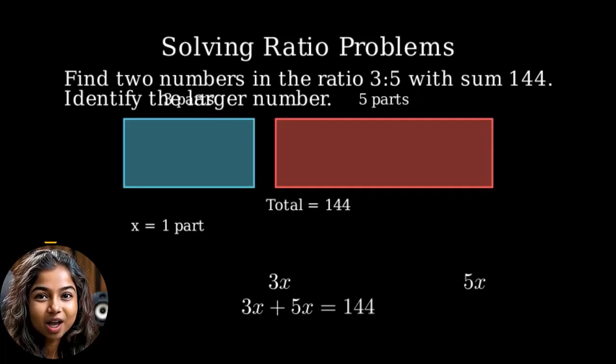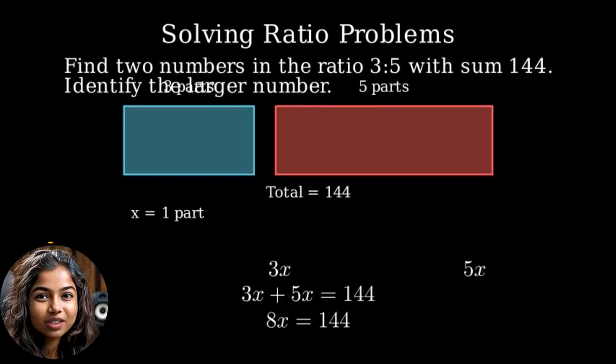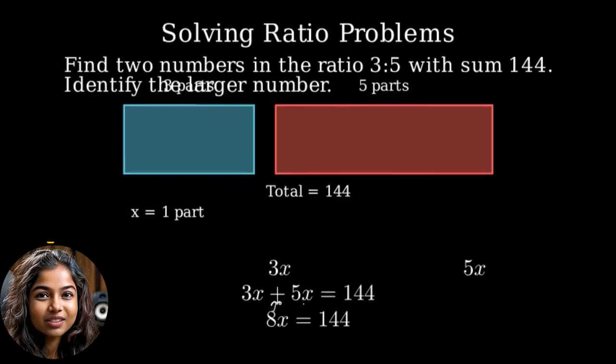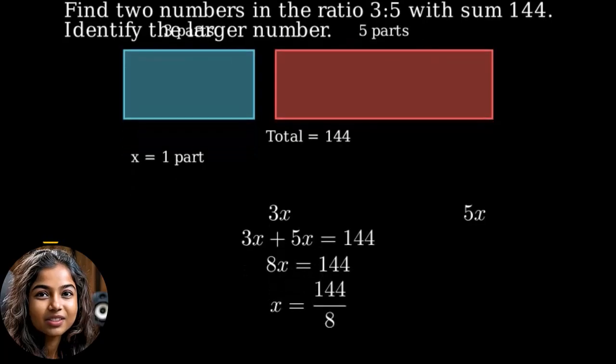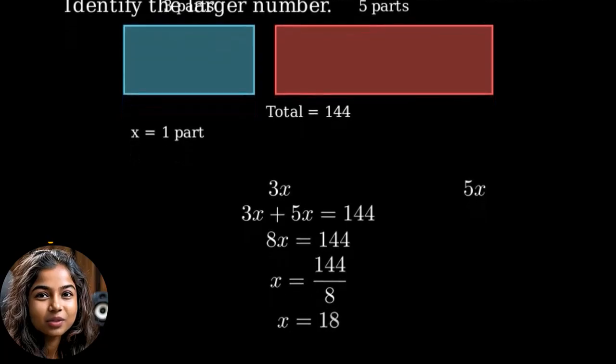Now, let's solve for x. First, combine like terms on the left side. 3x plus 5x equals 8x. So, 8x equals 144. Dividing both sides by 8, we get x equals 18. Now that we know x equals 18, let's find our two numbers.